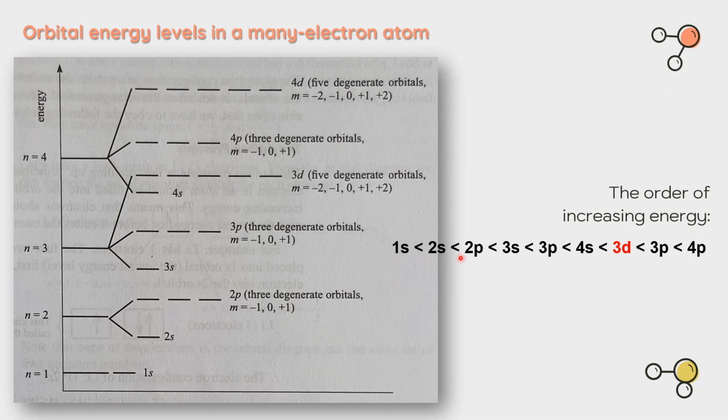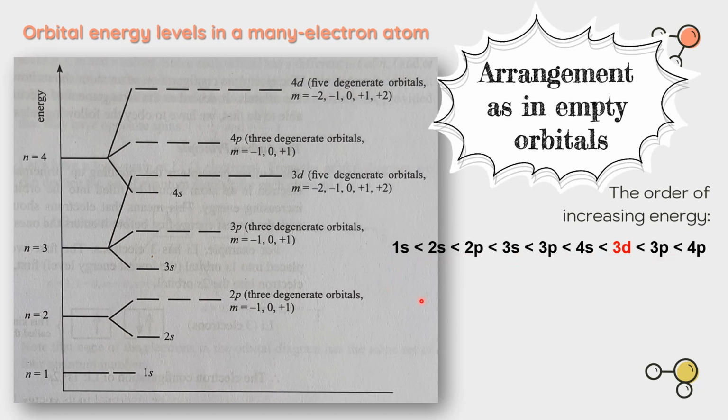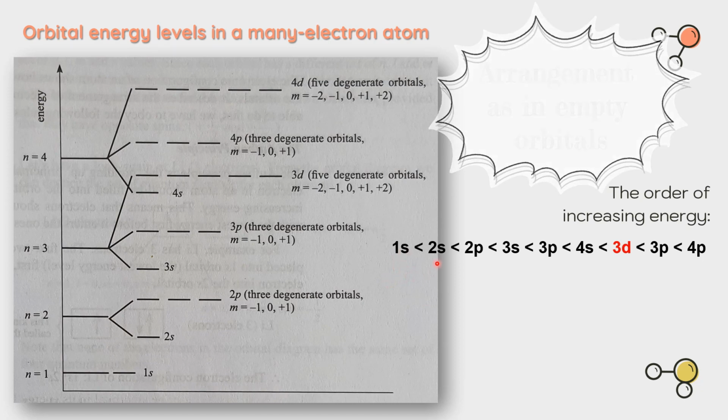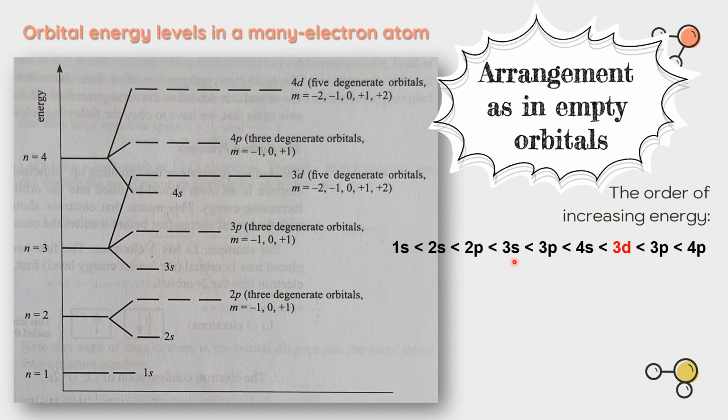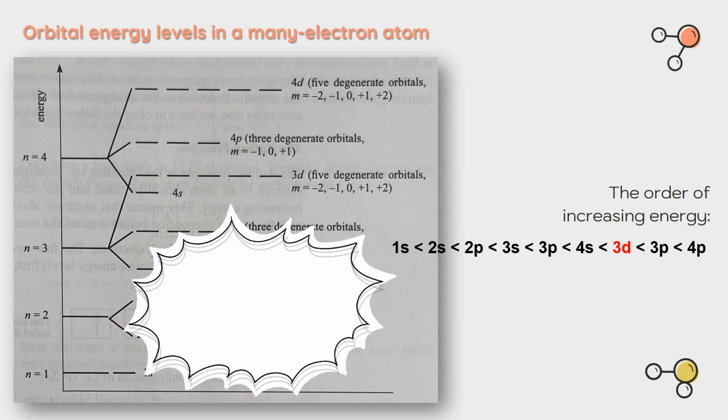So according to the sequence of arrangement, in order to fill the electrons, you have to fill fully in the 1s, and then move to 2s, 2p, 3s, 3p, 4s dahulu, and then barulah pergi kepada 3d, 4p, and so on.